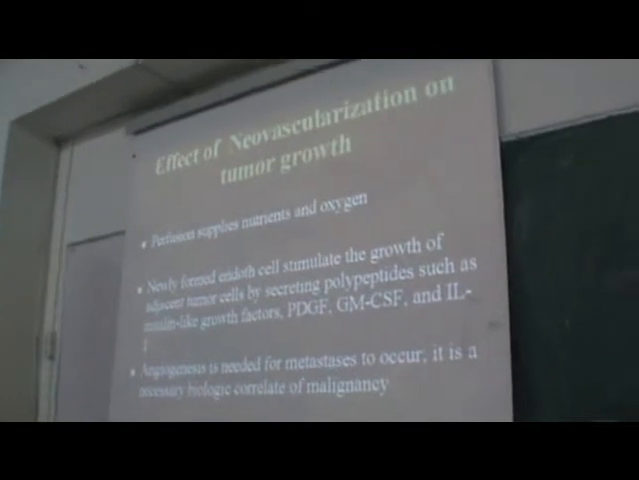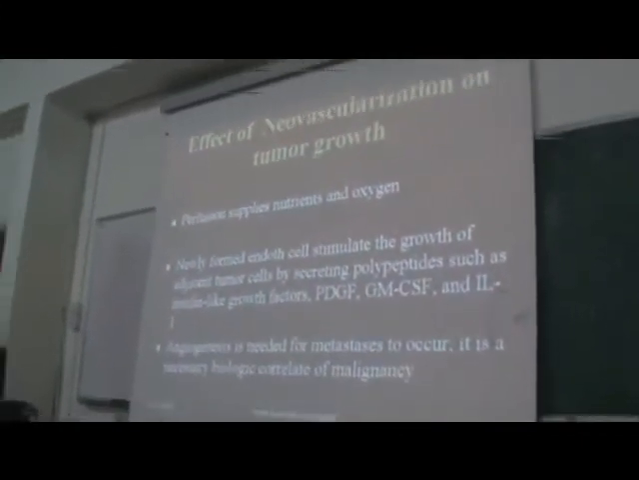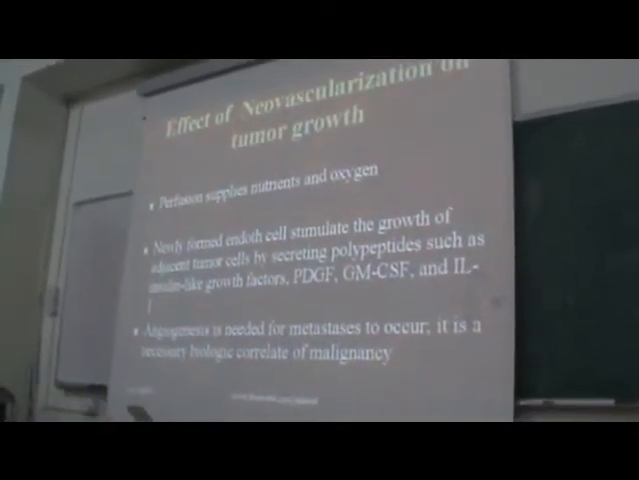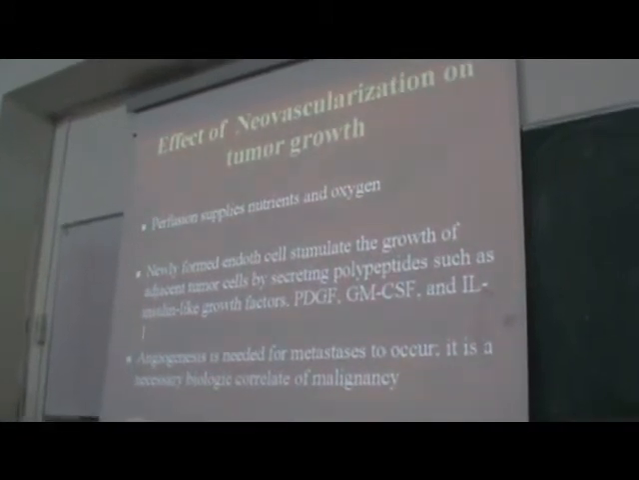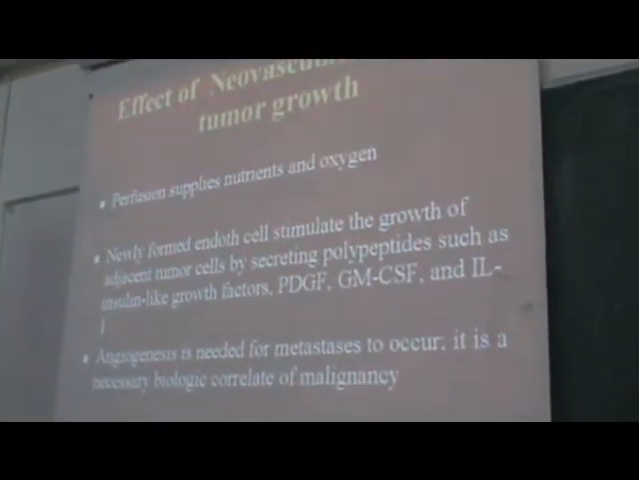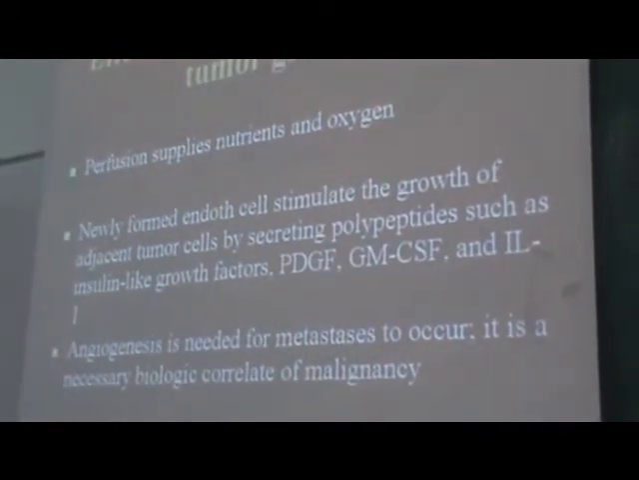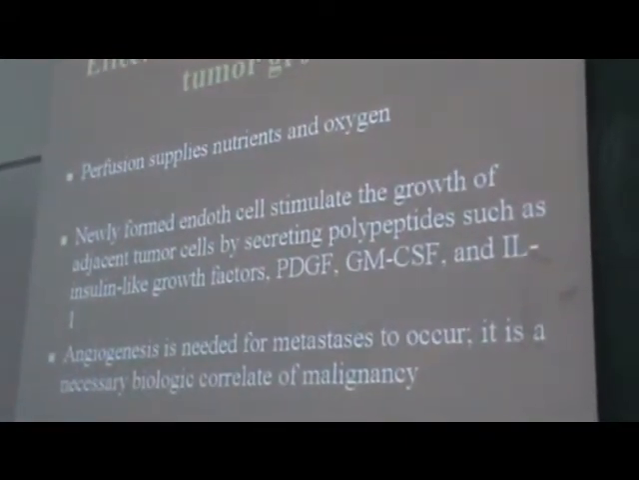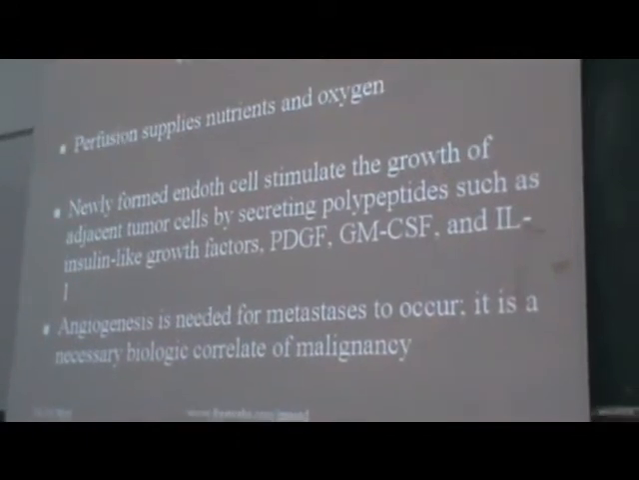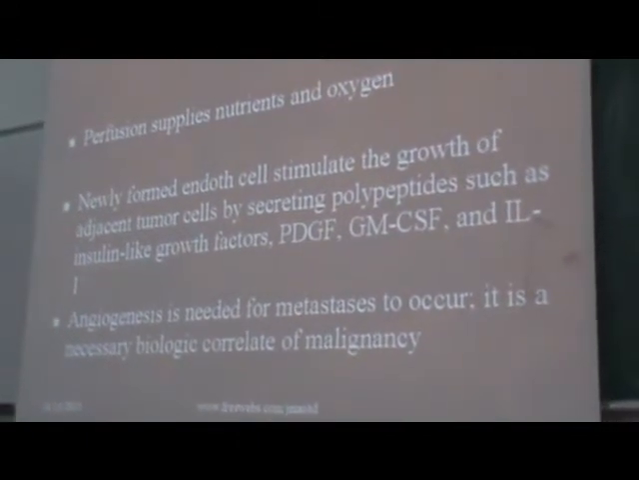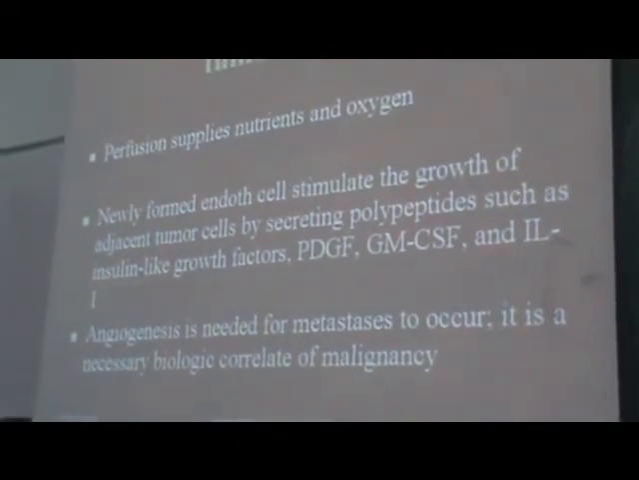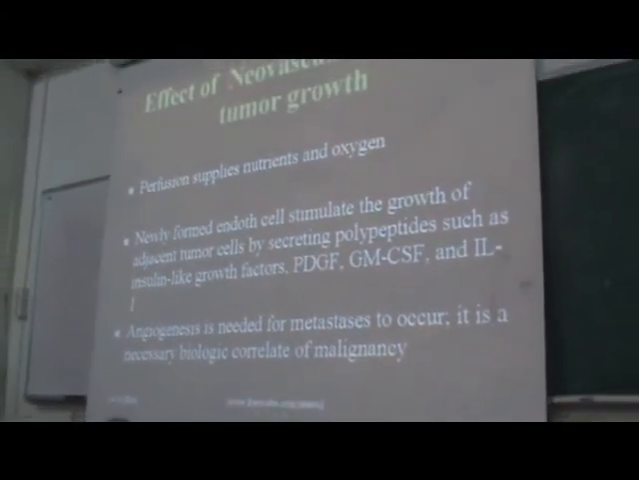And as you see, these are the effects of the new vascularization of the tumor: perfusion of the nutrients, and the newly formed endothelial cells stimulate the growth of the tumor cells by secreting polypeptides such as insulin-like growth factors and so on. Angiogenesis is needed for metastasis to occur. It is a necessary biological correlate of malignancy. We will stop here.